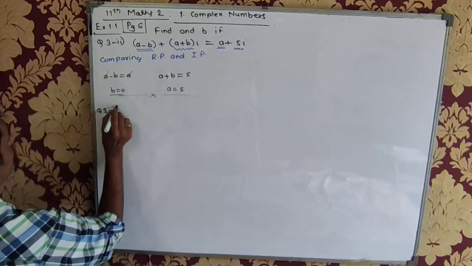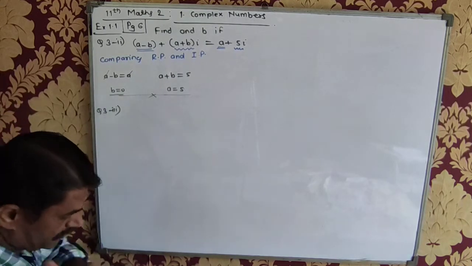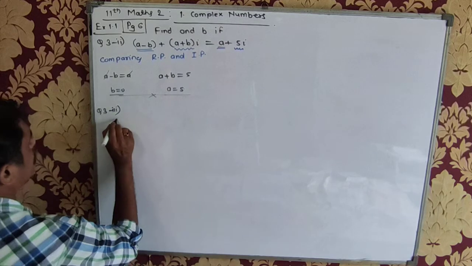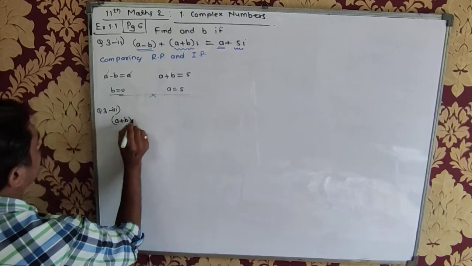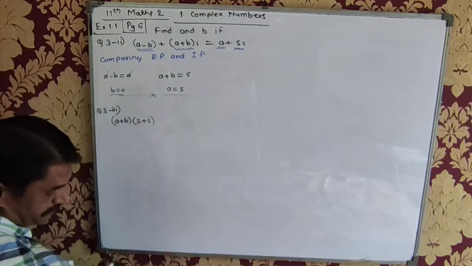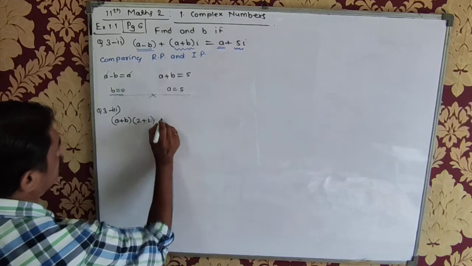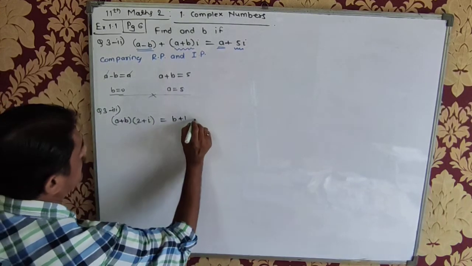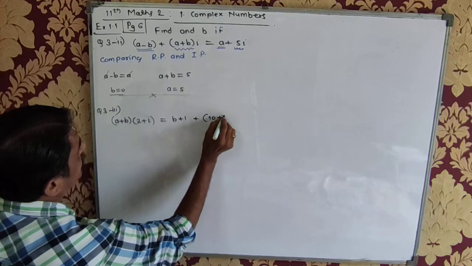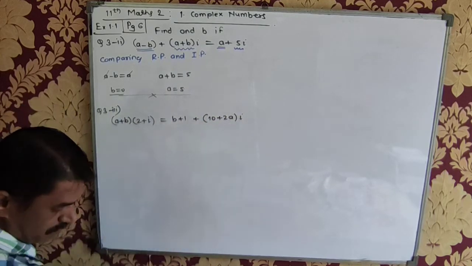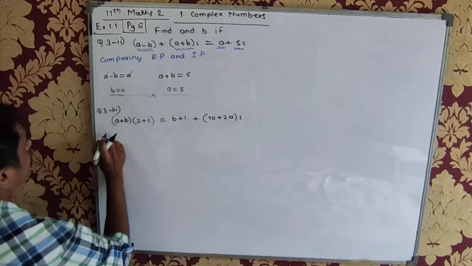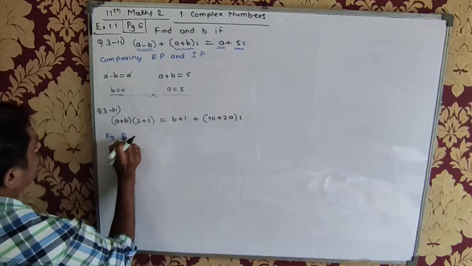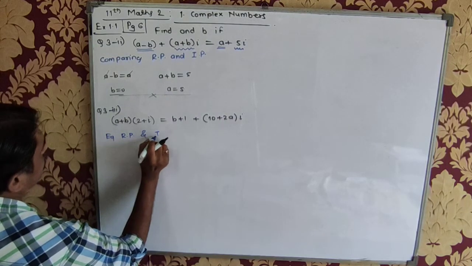Question number 3, subpart 3. It says (A plus B) into (2 plus I) is equal to (B plus 1) plus (10 plus 2A) into I. Once again equating real part and imaginary part.